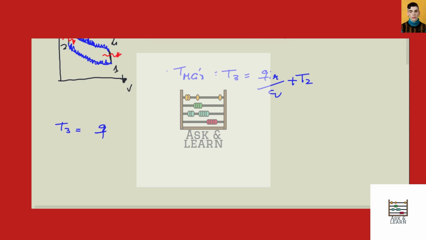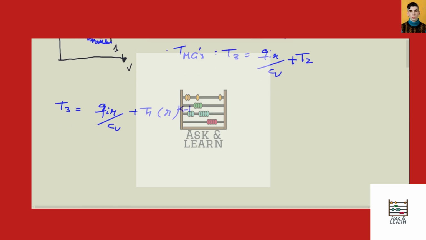Therefore, the maximum temperature, or the temperature 3 in an Otto cycle, represented by the compression ratio, is just going to be the input heat divided by Cv plus T1 r^(k-1). Okay? Well, so that's the equation for the temperature.